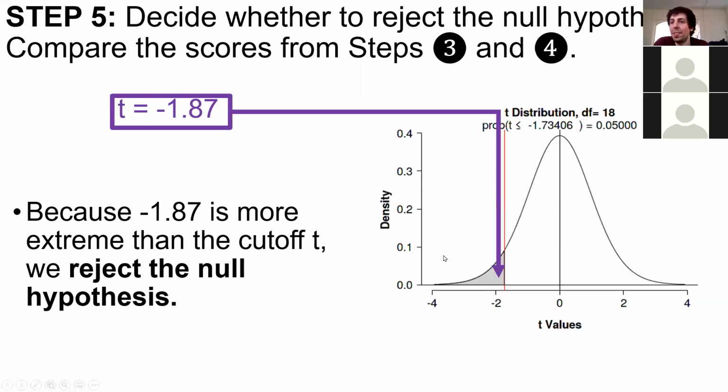This is what your distribution will look like. This is a representation of your comparison distribution, the distribution of difference between means. It is a t-distribution with these characteristics. And for a t-score of minus 1.87, we compare it to the cutoff t of minus 1.73. And lo and behold, we find that this sample t-score is in this region of rejection.